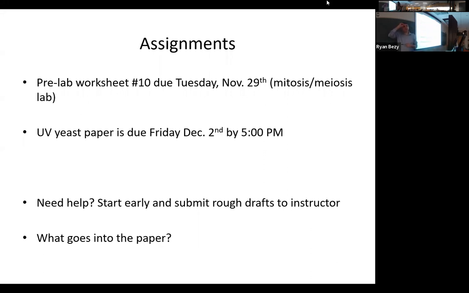Pre-lab worksheet number 10 is going to be due on Tuesday, November 29th. And this is going to be on a lab that we're doing on mitosis, meiosis when we come back from Thanksgiving break. Also coming up fairly quick is the UV yeast paper. We don't have a writing day like the last time. That's because you guys have already written one full paper and have graded those and gotten feedback to everybody.